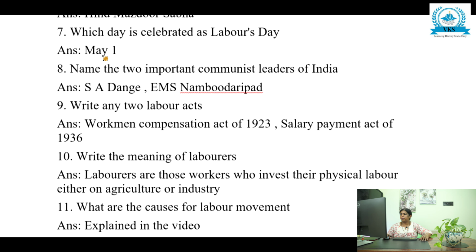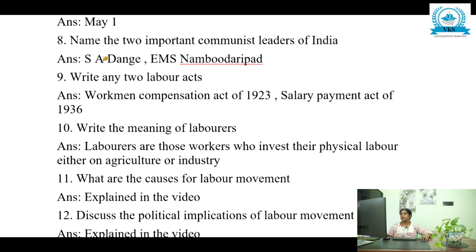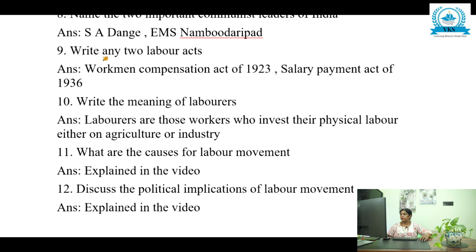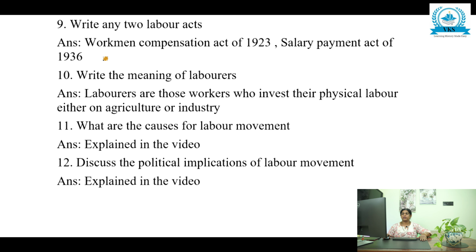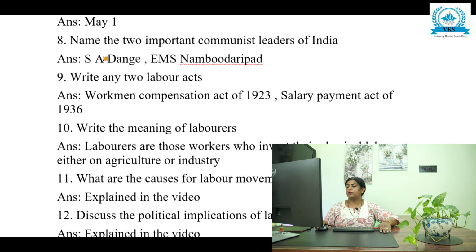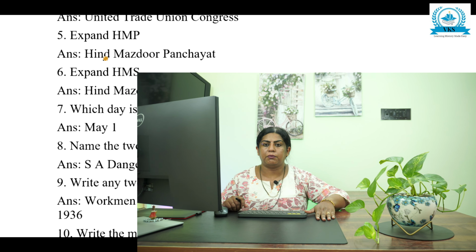Write the meaning of labourers. Labourers are those workers who invest their physical labour either in agriculture or industry. What are the causes for labour movement? We have explained in the video, and the political implication of the labour movement we have just seen. So I hope you have understood all the points regarding the labor movement.